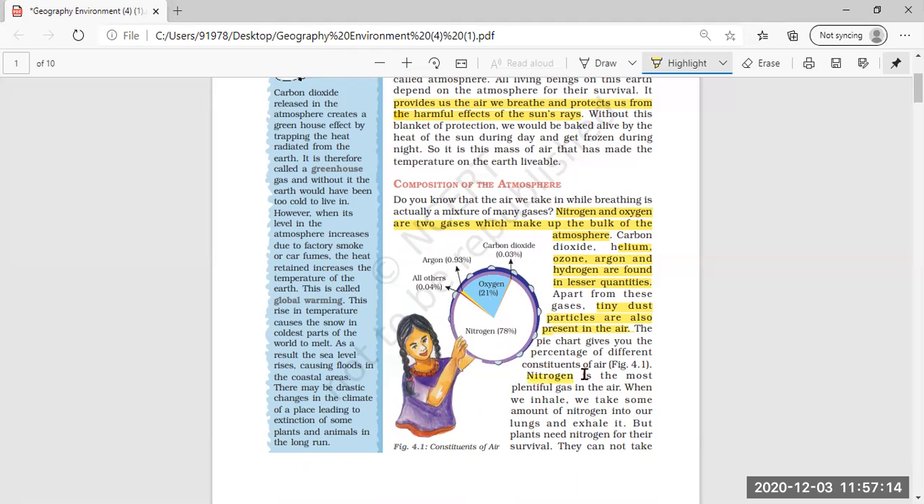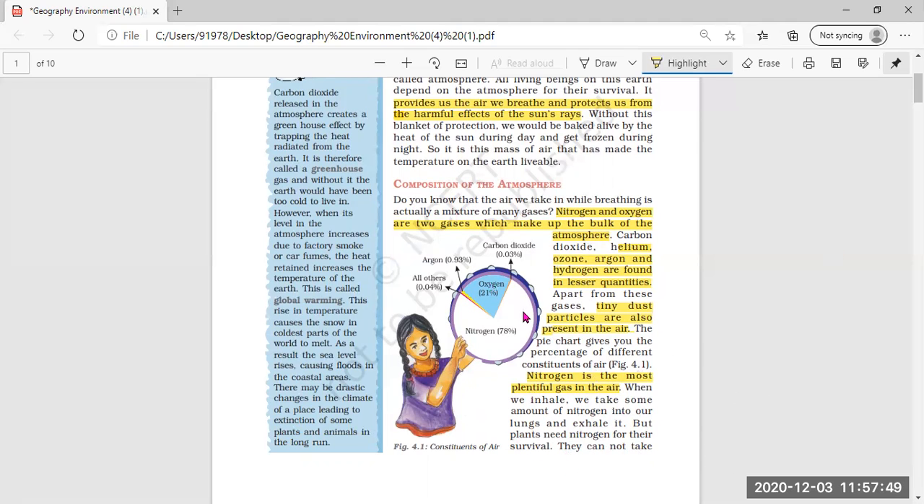Nitrogen is the most plentiful gas in the air. Which is the most plentiful gas in the air? Nitrogen. When we inhale, that means when we breathe in, we take some amount of nitrogen into our lungs, and that same nitrogen we exhale, which means breathe out. But plants also need nitrogen for their survival.